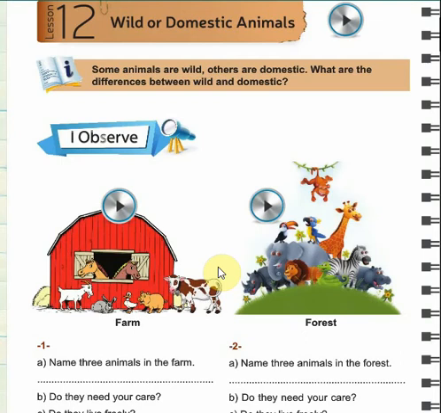Hello, my little kids. After we have studied about animals and we have recognized that animals may live on land, in water, or air, today we are going to study about wild or domestic animals. You know that some animals are wild while others are domestic. In this session, we are going to recognize the differences between wild and domestic animals.